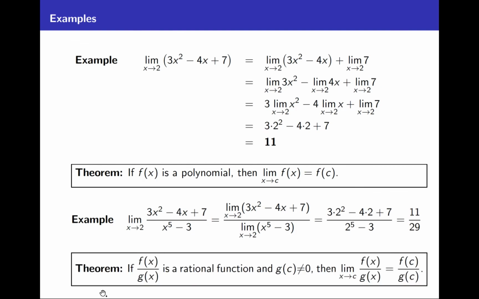So to conclude this, if f of x over g of x is a rational function and g of c is not equal to 0, then the limit as x approaches c of f of x over g of x equals f of c divided by g of c. To get the answer, you just plug in the number that x is approaching, just as we did here. Now we have to stipulate that in order for this to work, g of c is non-zero, otherwise you're dividing by 0 right here.